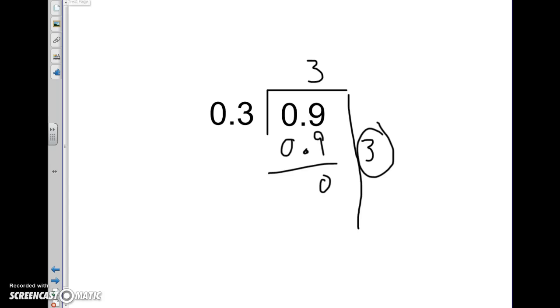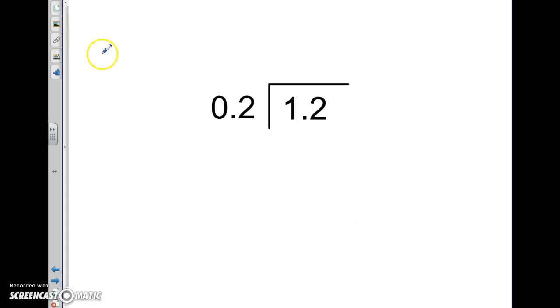Okay, let's look at another one. Here we have a little bit harder one: 1 and 2/10, or 1.2, divided by 0 and 2/10, or 0.2. But I'm going to use this exact same approach. One thing that I know about our number system is that as I move place values over to the left, one place value to the left is always going to be 10 times greater.